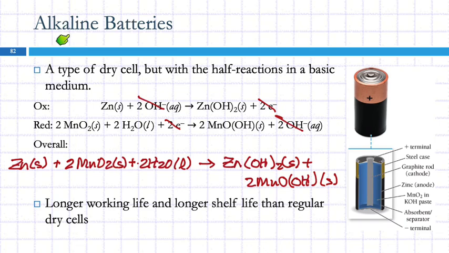So the word alkaline means basic. So these are batteries that have the inside be basic instead of acidic. These have a longer working life, they last longer, they also keep better on the shelf in your cupboard while you're waiting to use them. So these have largely replaced the original dry cells. So these are what we now think of as kind of the old school batteries, the alkaline batteries. And here you have an illustration of the inside.